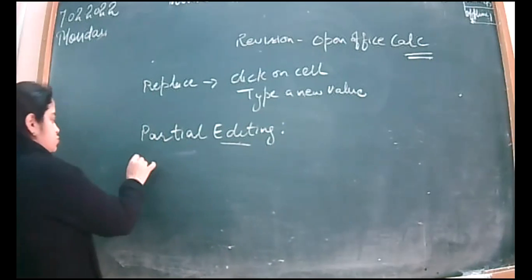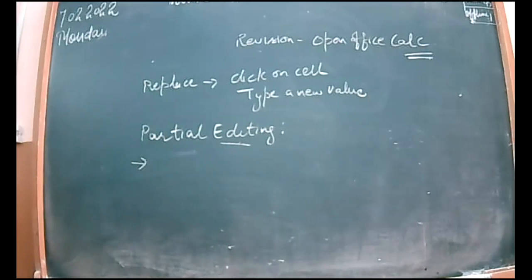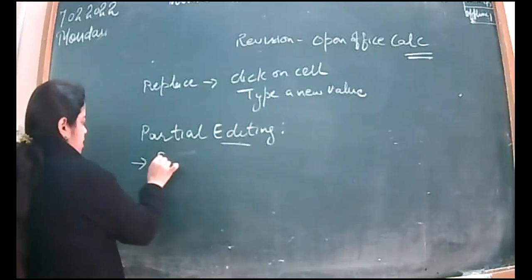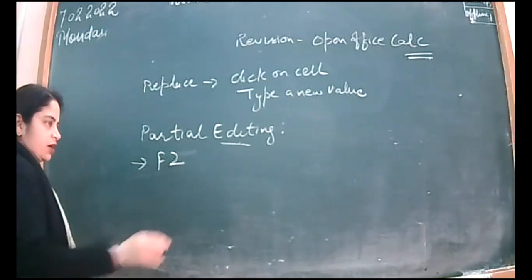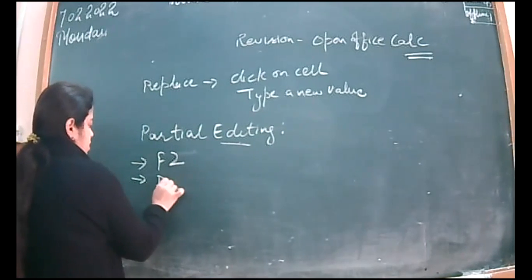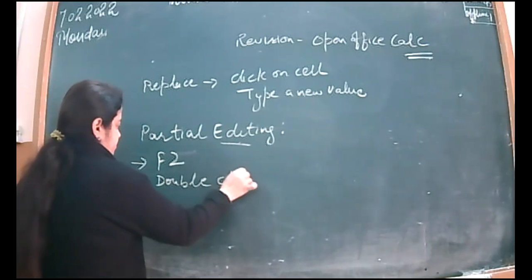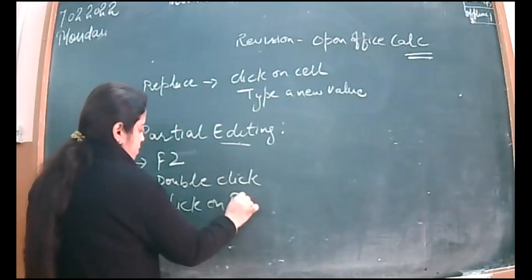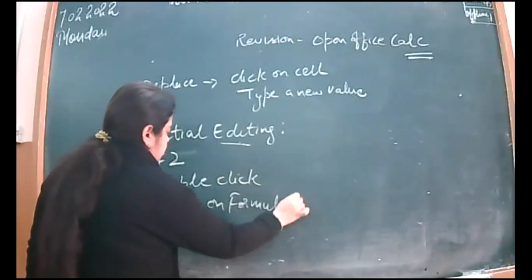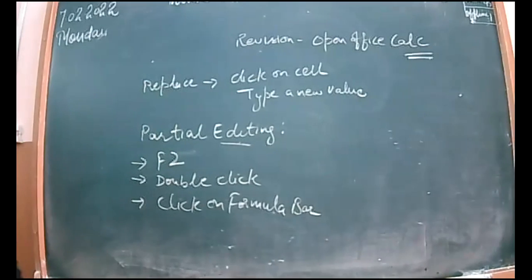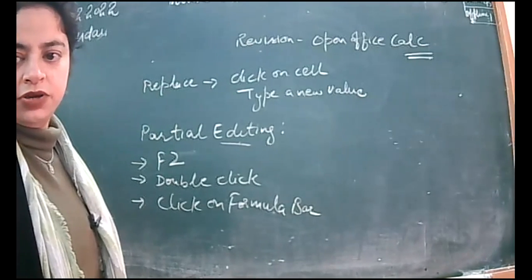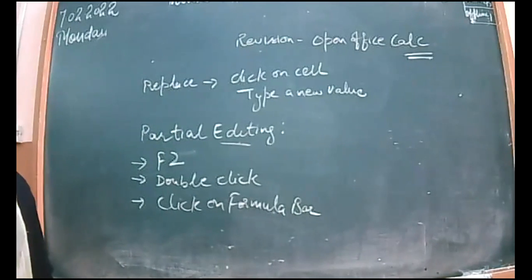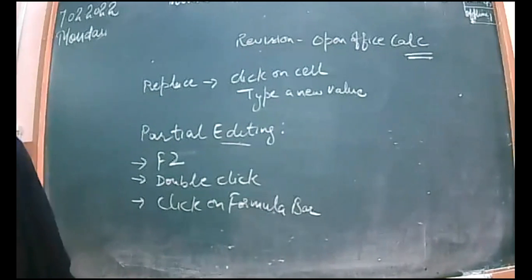So there are three ways to do the partial editing. For doing the partial editing, you need the cursor in the cell. For bringing the cursor in the cell, we can click on the cell and press the F2 key, or double click on the cell, or click on the formula bar. So for partial editing, there are three methods. Note down: you need the F2 key, or you can double click on the cell to bring the cursor in the cell, or click on the formula bar. That is for partial editing.